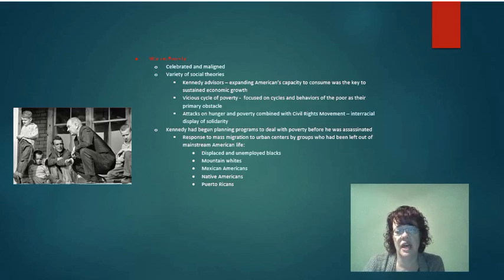There's a variety of social theories. For Kennedy's advisors, expanding Americans' capacity to consume was the key to sustained economic growth. It's a vicious cycle of poverty, focused on the cycle and the behavior of the poor as a primary obstacle. Attacks on hunger and poverty combined with the civil rights movement, interracial solidarity. Kennedy had begun planning programs to deal with poverty before he was assassinated. It was a response to mass migration to urban centers by groups who had been left out of mainstream American life: displaced and unemployed blacks, mountain whites, Mexican Americans, Native Americans, and Puerto Ricans.